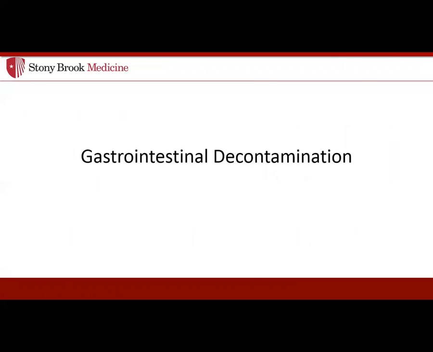So after the patient's airway is secured and a thorough history has been obtained, the next steps to consider in a patient with drug overdose include gastrointestinal decontamination. So gastrointestinal decontamination refers to the practice of functionally removing an ingested toxin from the GI tract in order to decrease or prevent its absorption.